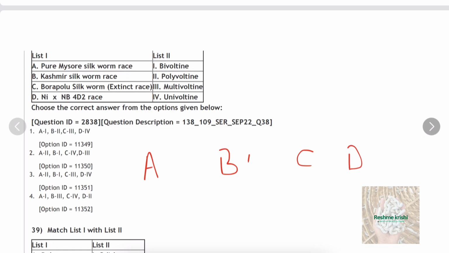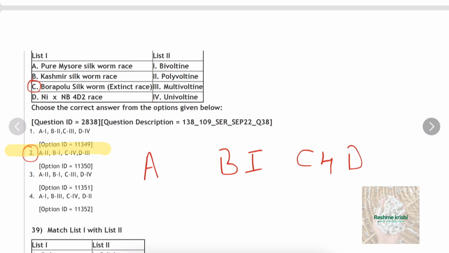When something is given like this, first try to see the easier options, then you try the difficult options. Kashmir silkworm race is a univoltine. Okay, Kashmir silkworm race is univoltine. But since this particular Morpolo silkworm went extinct, they have given this as actually a univoltine. So C goes for 4. Okay, Kashmir comes for 1. So you see B1 C4, any option is there. B1 C4 is there. B1 C3 is there. This is the option. So sometimes you just need to see the options and strike out.